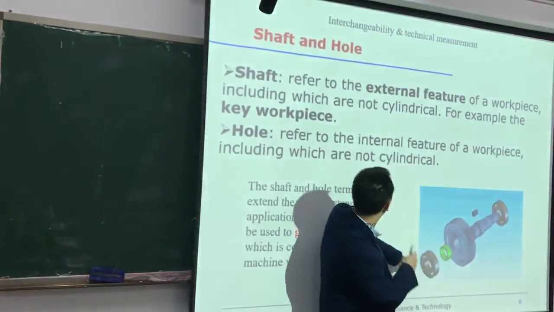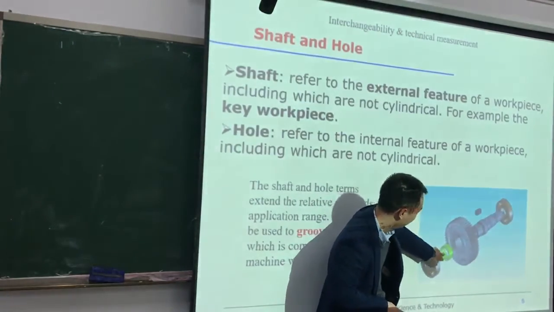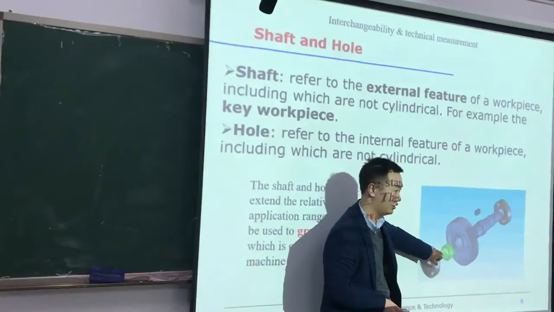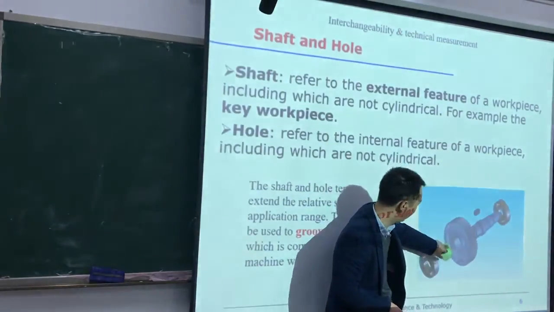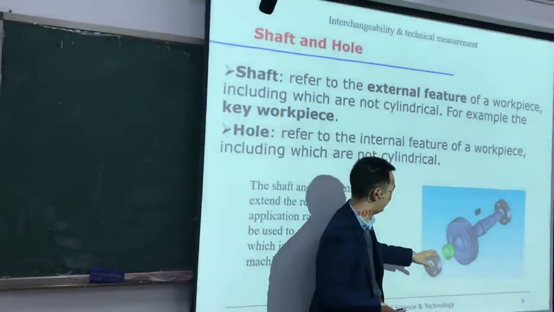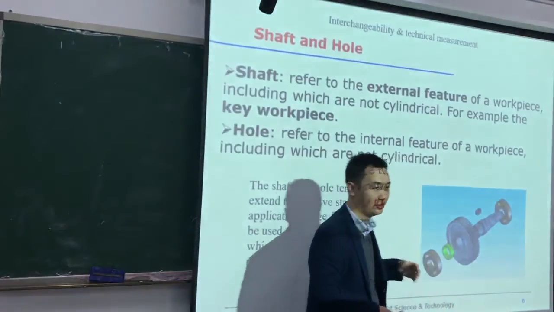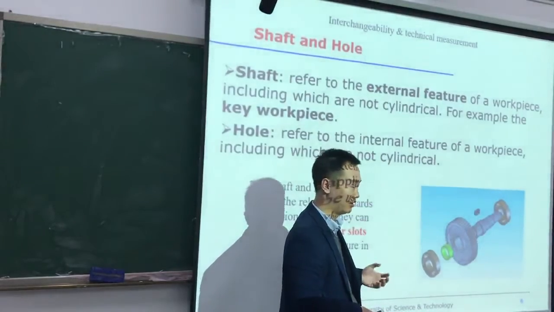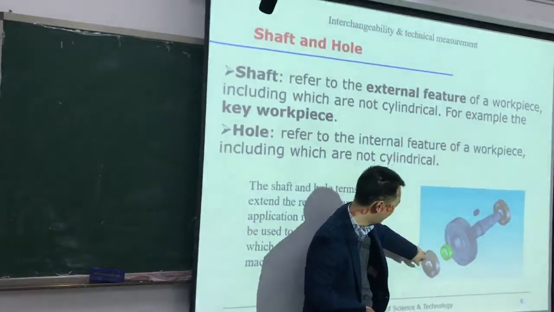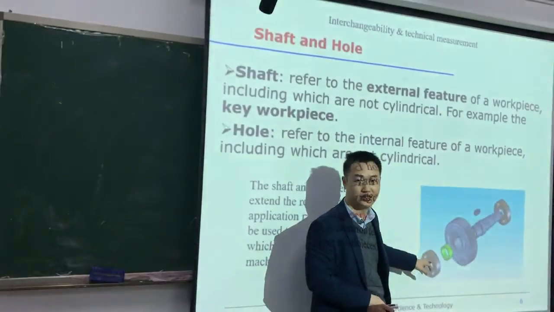Integral feature and the internal feature. For the internal feature, it's a hole, right? For the external feature, it's a shaft. So it is both a shaft and a hole. Also for the bearing, it's the same, right?